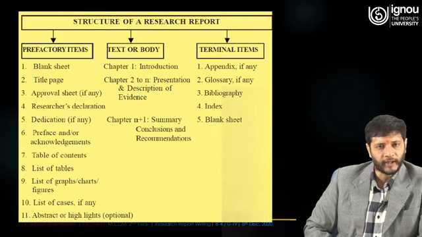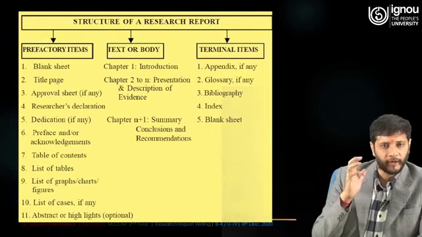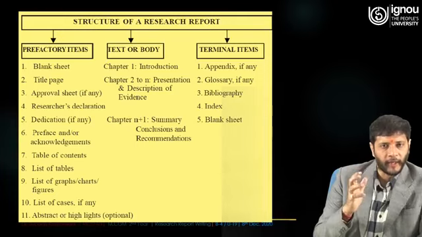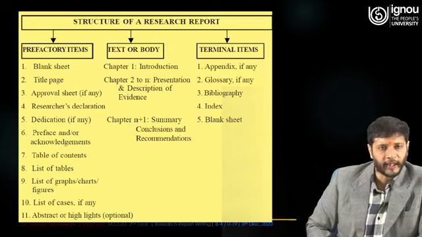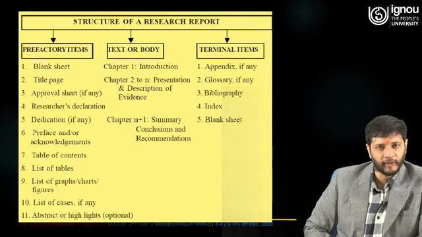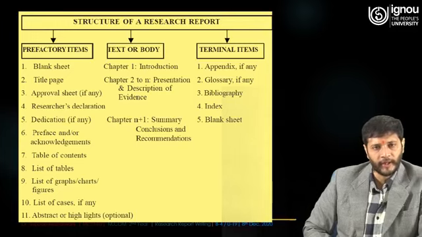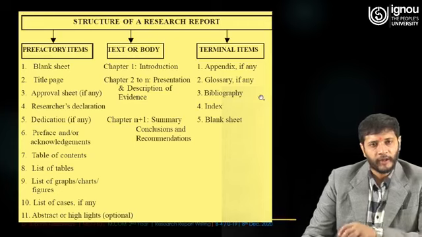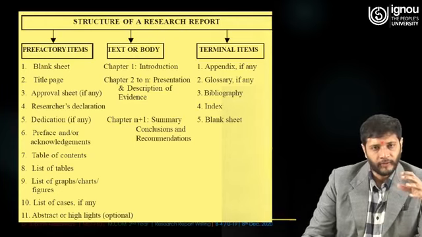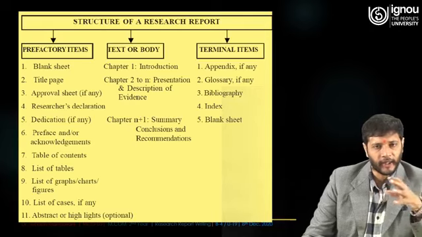So there are certain chapters which are known as the body part, and there are certain chapters which work as a prefix or suffix. When we start, we start with the preface, or at the end, as far as the suffix is concerned, it could be the appendix, glossary, bibliography, index, or blank sheet. So the whole research report is bifurcated into the first part, prefatory items, and then text or body, and then terminal items.